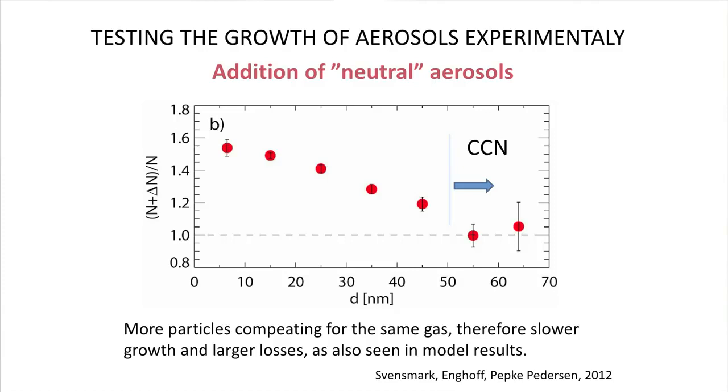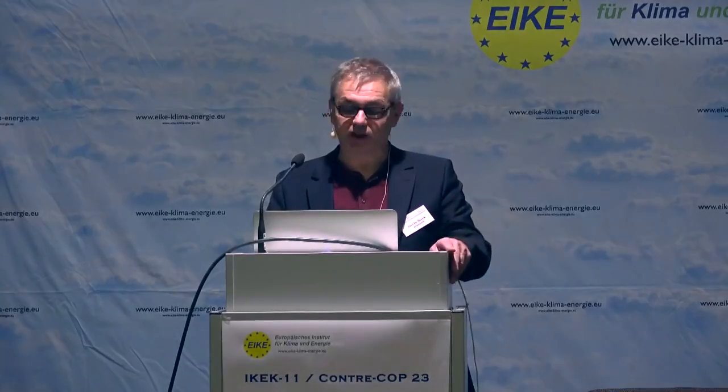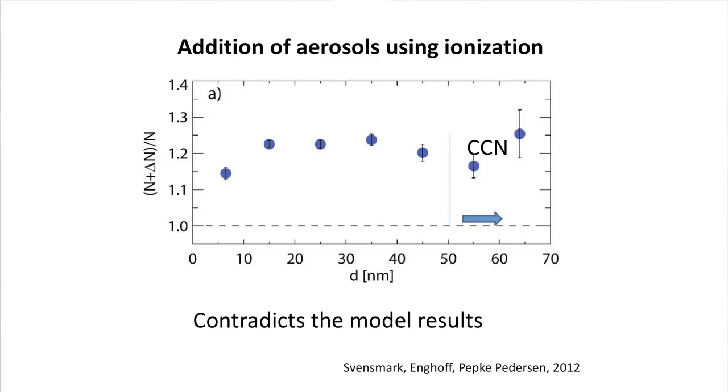But if we repeat the experiment where instead of injecting neutral particles, we are producing the particles by ions, and we have ionization in the chamber all the time, then look at this result. So we inject the small particles, and then we see that all the particles are growing into cloud condensation nuclei. So this completely contradicts the model results. There is some mechanism going on, which we have spent several years trying to understand.